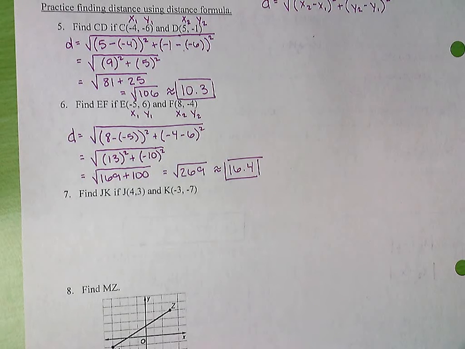All right, try number 7 for me. Do the same thing we were just doing. Find the distance between points J and K using that formula up at the top of your paper or on the front.